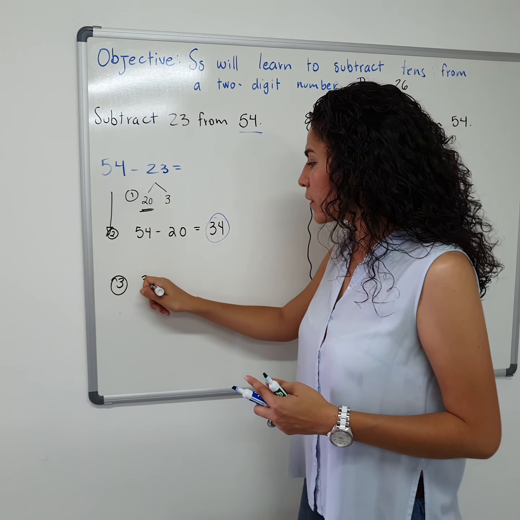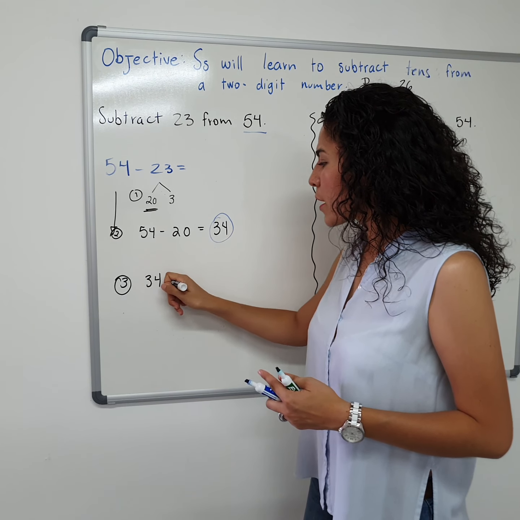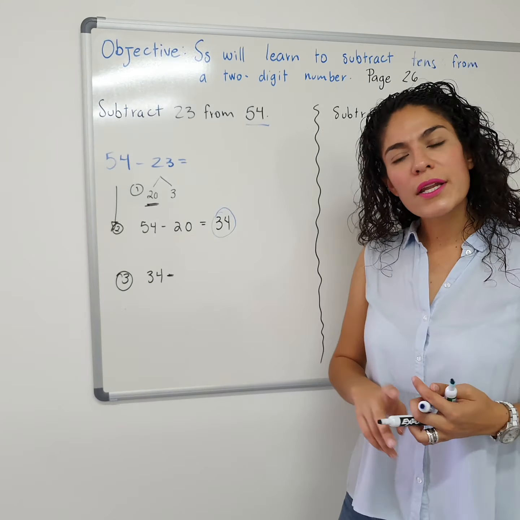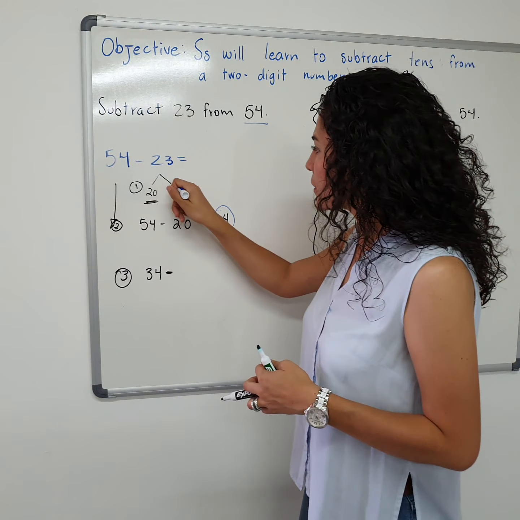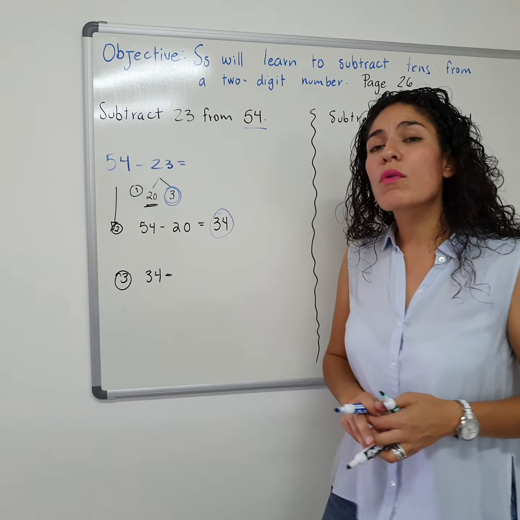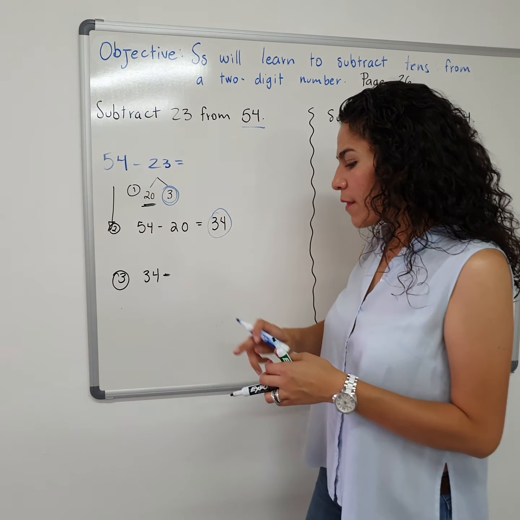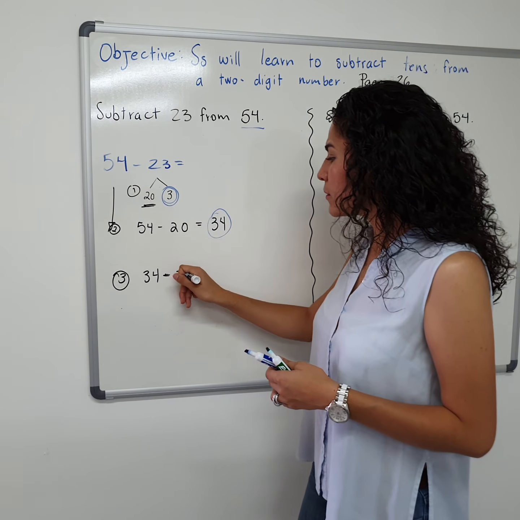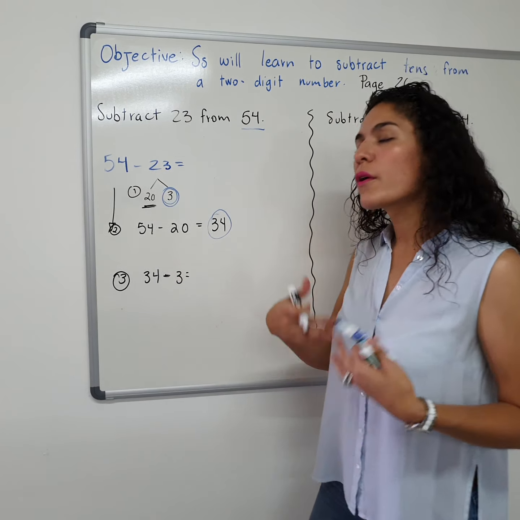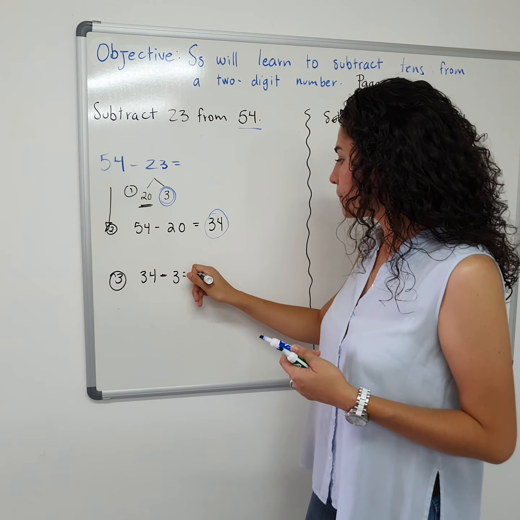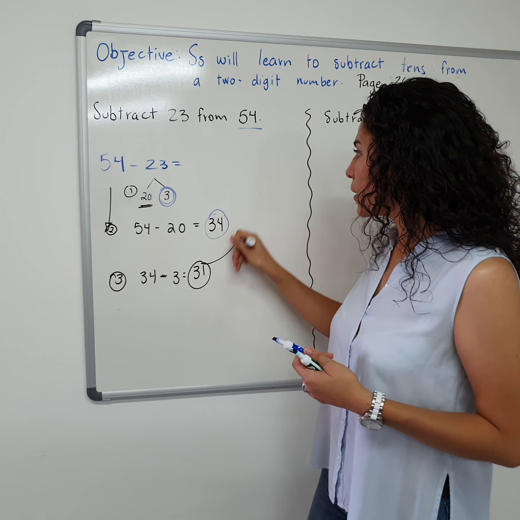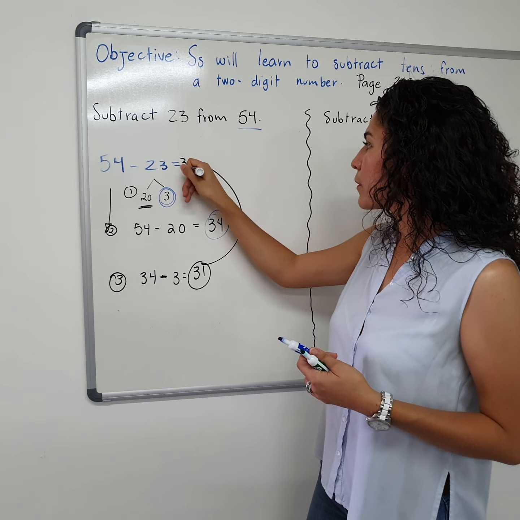We're starting with this one, 34 minus. And you're going to go to the first step and take the ones, the number that you have left at the beginning. 34 minus 3 is 31. And this is going to be your answer, 31.